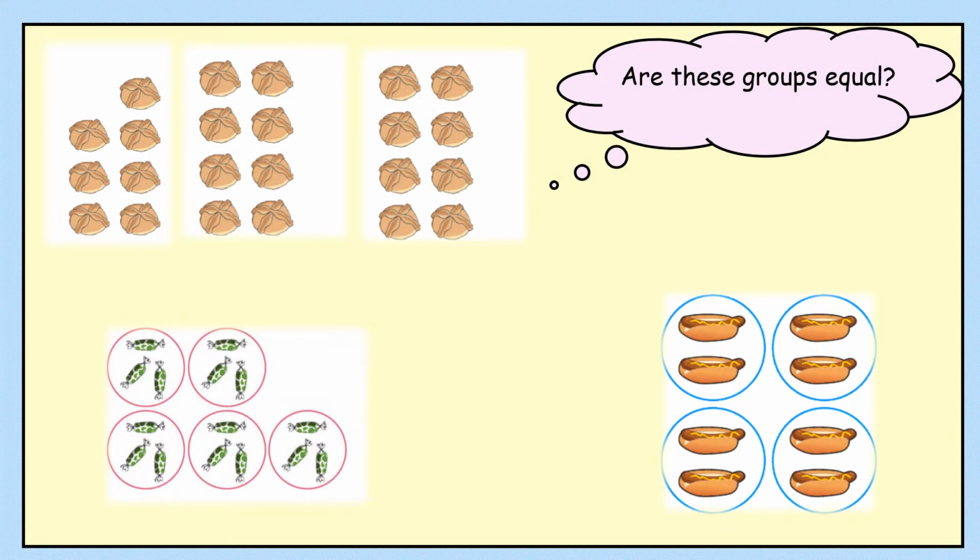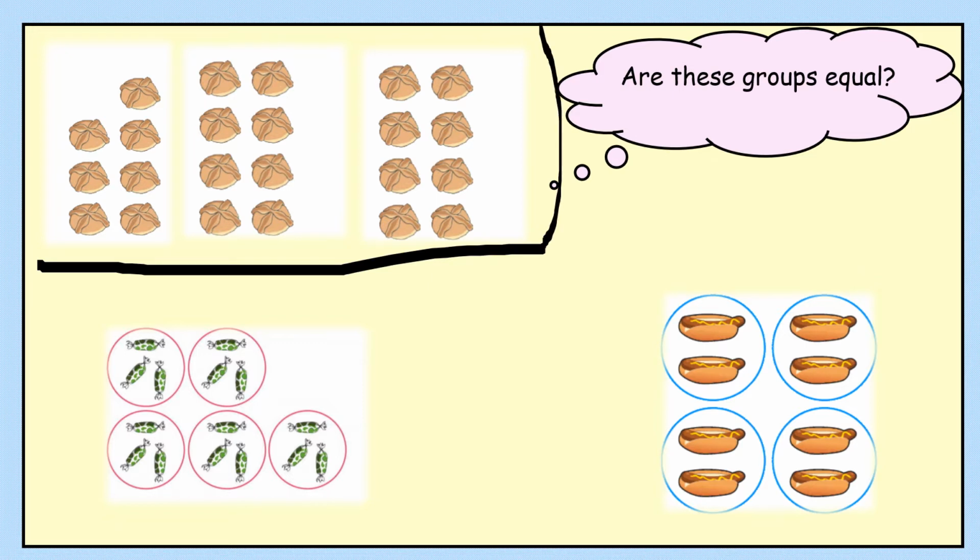Let's have a look at all these groups. Let's start here with little buns. Are these groups equal? I can see a group here, and a group here. What does equal mean? That's right, it means the same amount as. So does this group have the same amount as this group? Let's count by twos. There's 2, 4, 6, 8. And here we have 2, 4, 6, 8. So those two groups are equal.